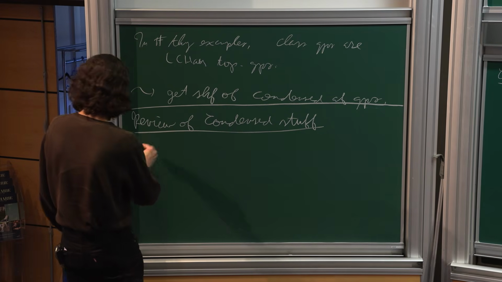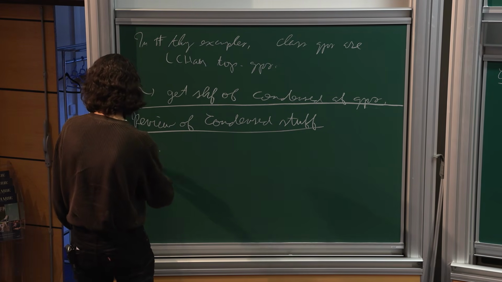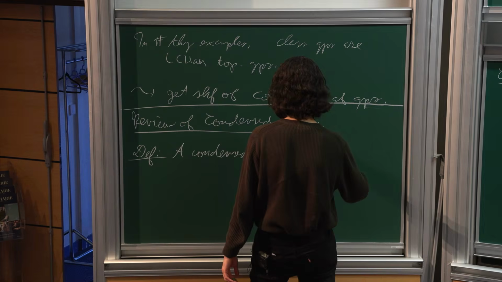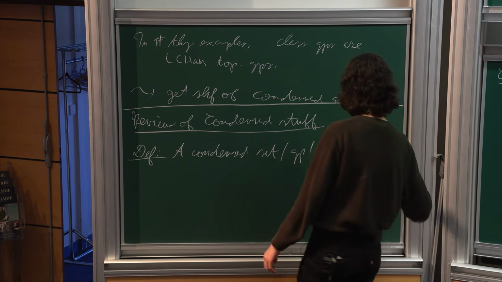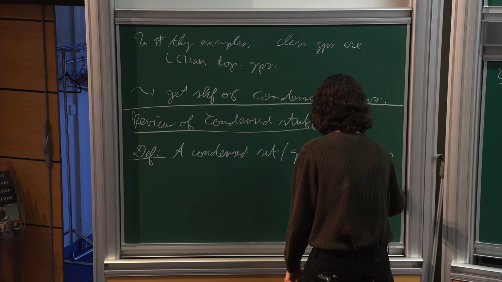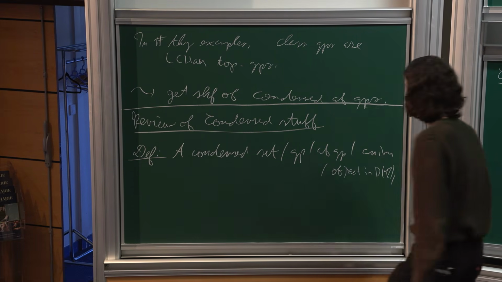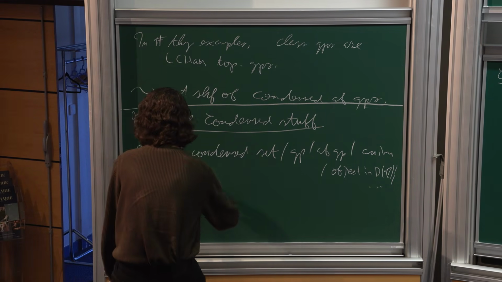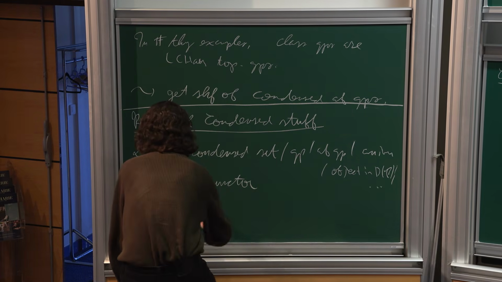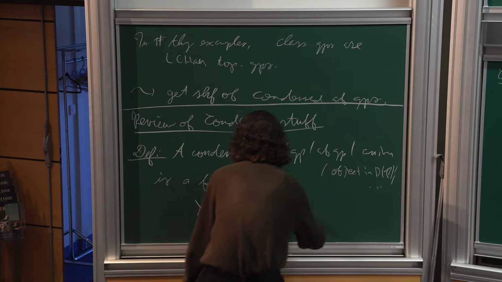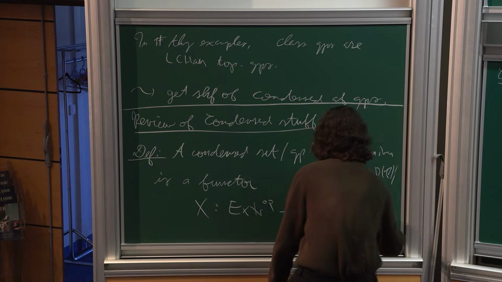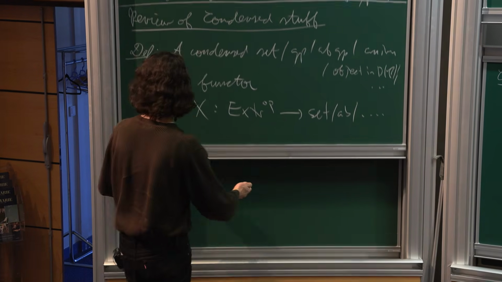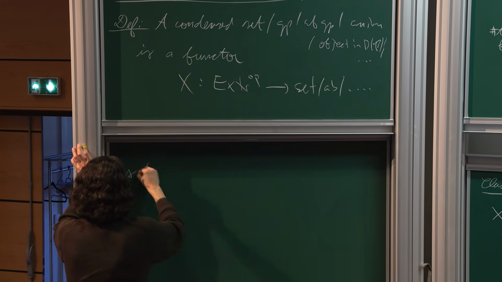So the simplest form of the definition is the following. A condensed set or group or abelian group or anima or derived abelian group, condensed object in D of Z, whatever category you like, is a functor X from a certain category to this target category that you're considering, such that, and then there's some axioms.